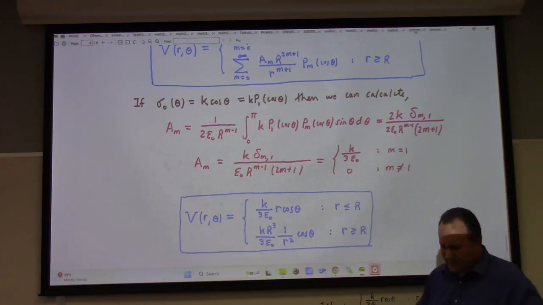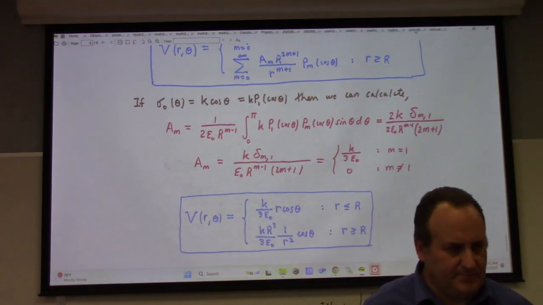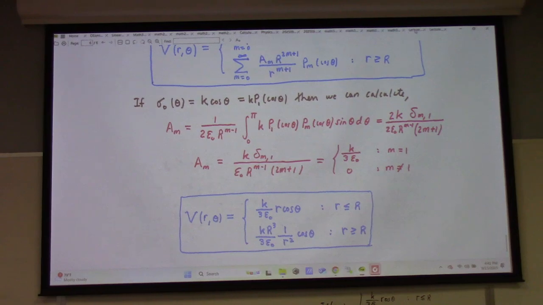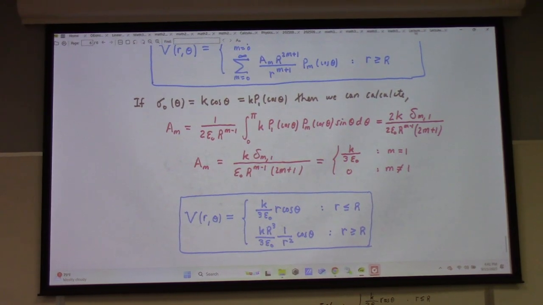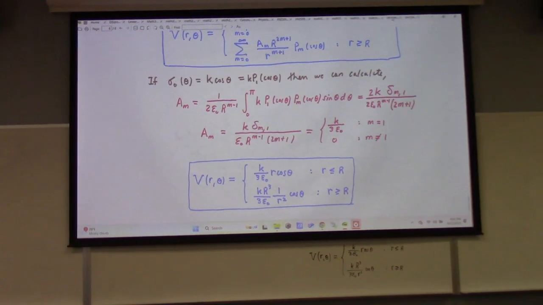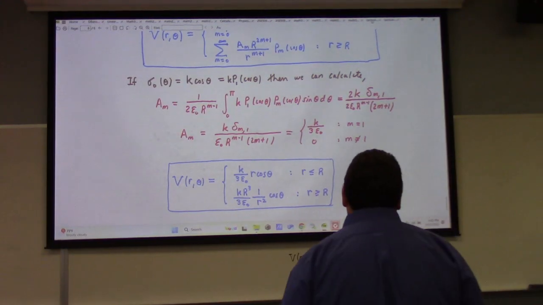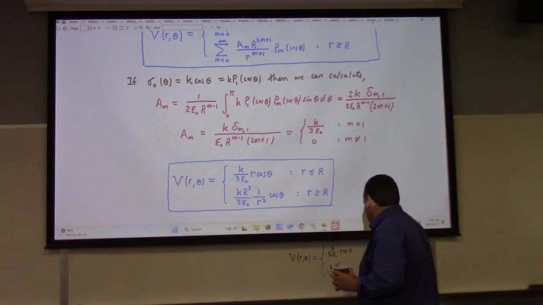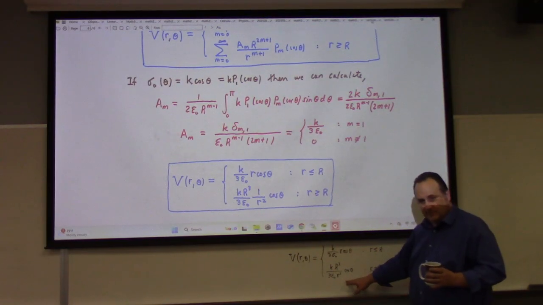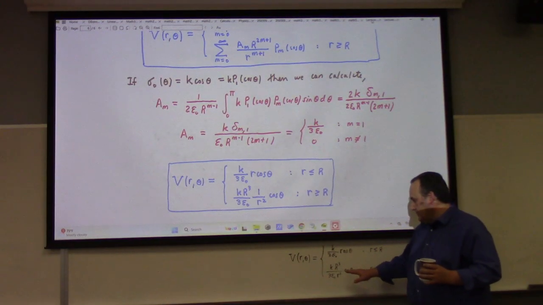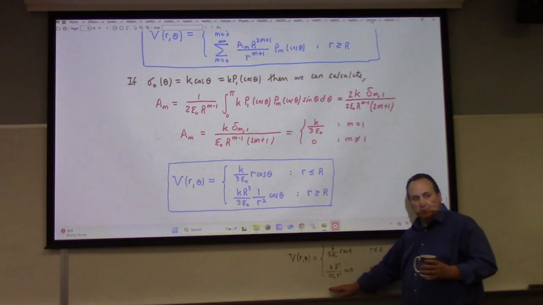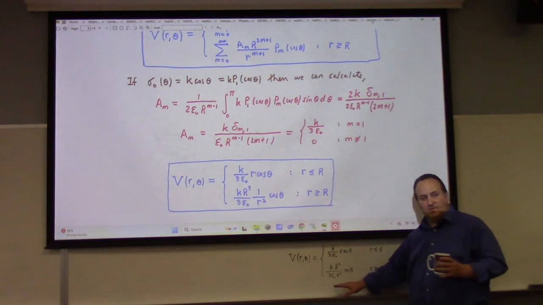It slowly decays. Well, it depends on r squared, right? So is that a Coulomb potential? What kind of potential are we looking at there? Modulated Coulomb. Well, the Coulomb just had 1 over r. This is 1 over r squared. This is a dipole. This is literally the pure dipole. Right here. This is the pure dipole potential.